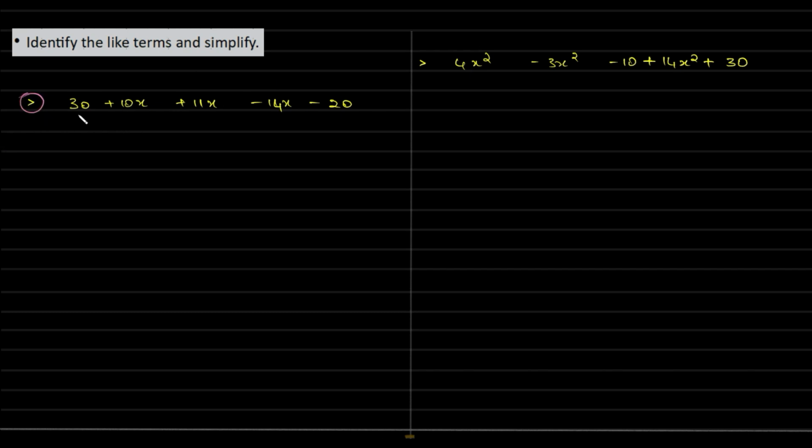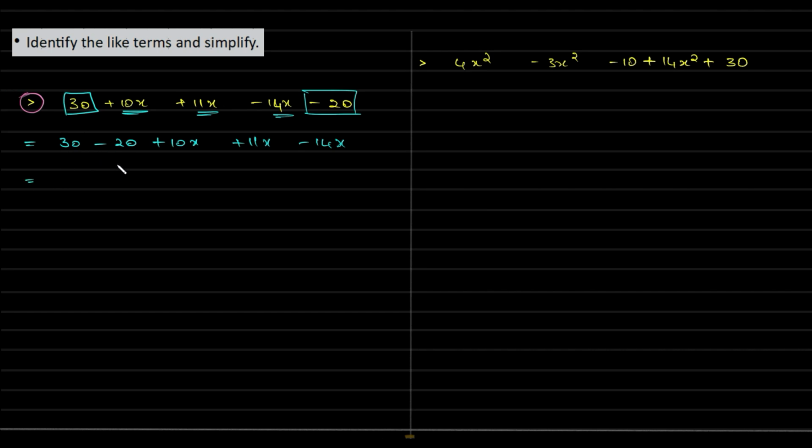Let's identify the terms. I have a constant and another constant over here. So these two are like terms. Let me write it down. 30 and negative 20. And let's look at this. x and x. So all of them are with the variable x. So this is 10x plus 11x minus 14x. All these are your like terms.